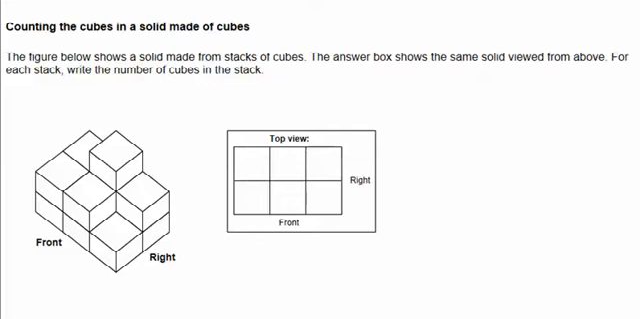Alright, so the question says, the figure below shows a solid made of stacks of cubes. The answer box shows the same solid viewed from above. For each stack, write the number of cubes in the stack. When I look at this, my spatial mind finds it hard to understand because the diagram is rotated in comparison to where you're going to enter your numbers.